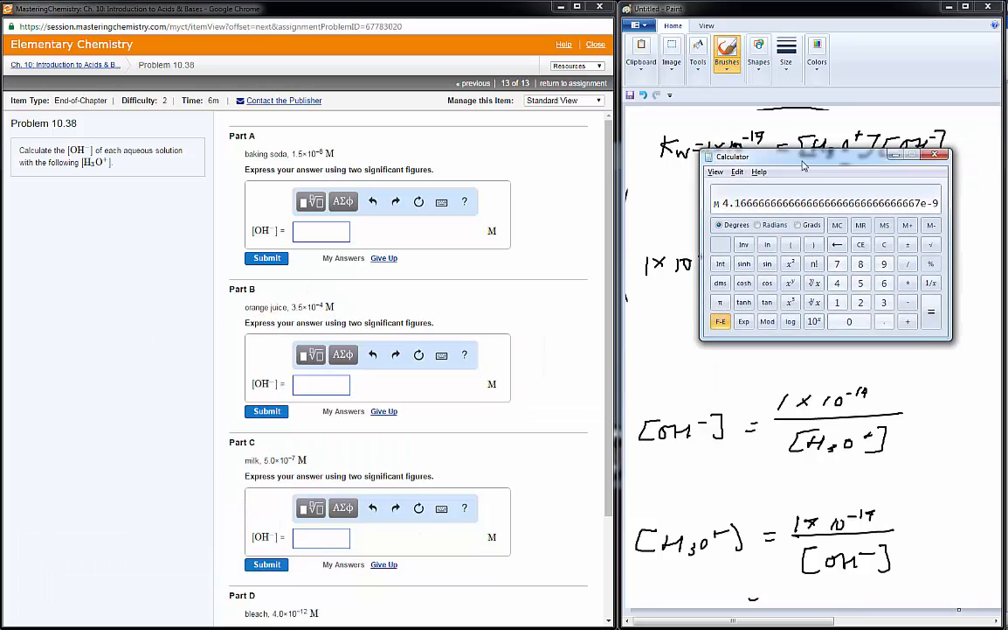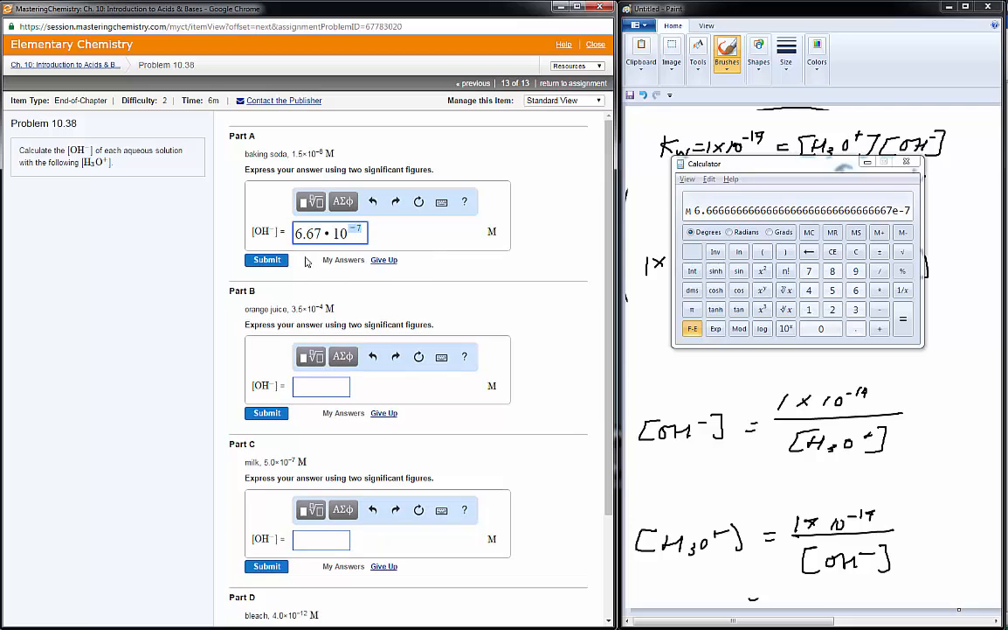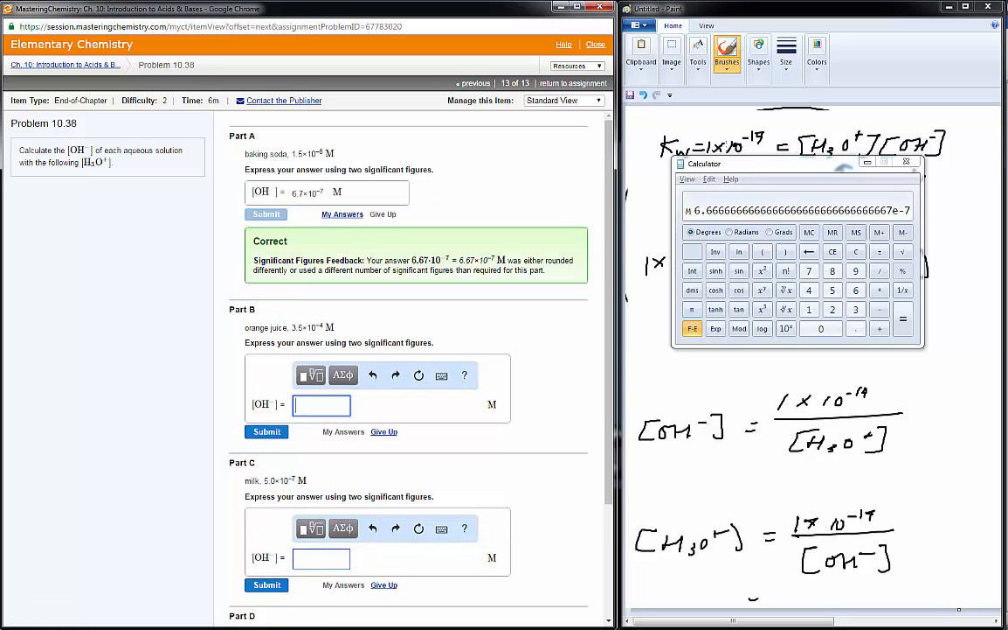So I could even use my same little memory recall here. 1 times 10 to the negative 14th. Divide that by 1.5 times 10 to the negative 8th, and I get 6.67 times 10 to the negative 7th. Here, if I start with 1 times 10 to the negative 14th, divide that by 3.5 times 10 to the negative 4th, we get now 2.86 times 10 to the negative 11th.